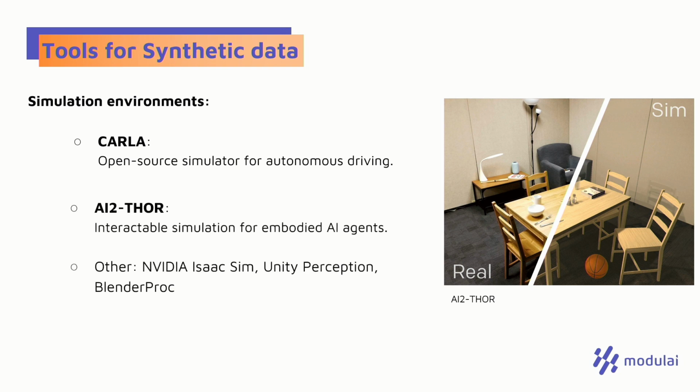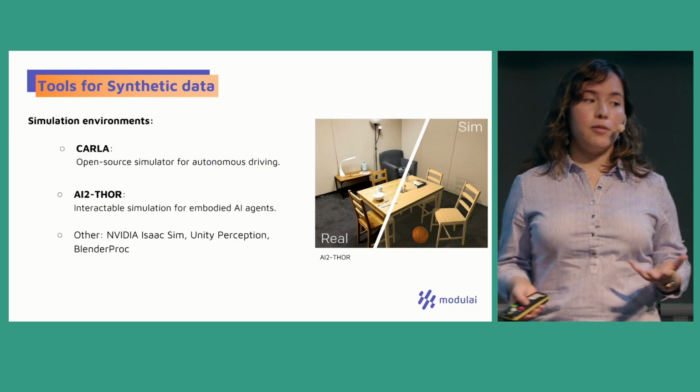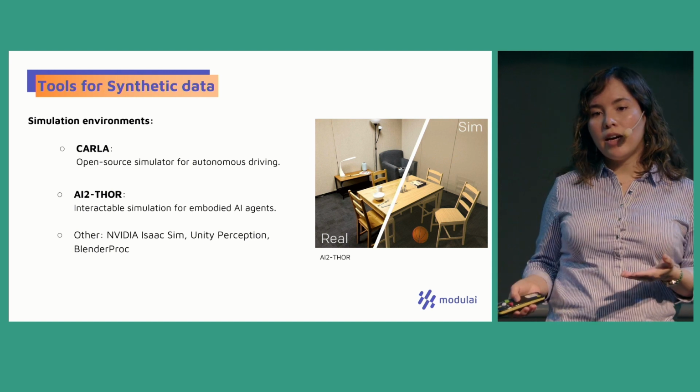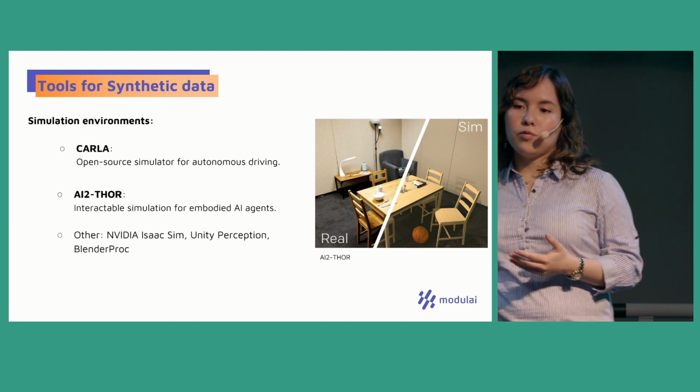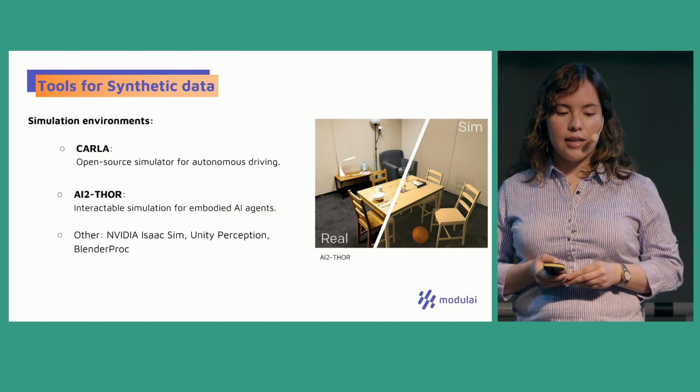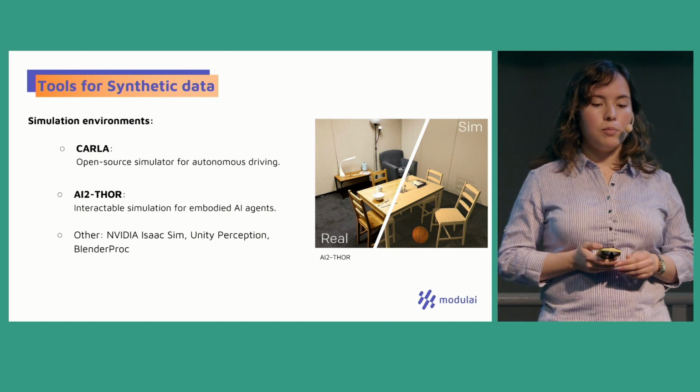There are also other tools like AI2-THOR. This is a tool made by the Allen Institute for AI. And this tool is specifically made for simulation of AI agents, as well as NVIDIA Isaac Sim, which is also used for robotic applications mostly. And there are other simulation tools that allow you to have a bit more flexibility in creating your environment while also having some features for machine learning annotation, like Unity Perception and BlenderProc.